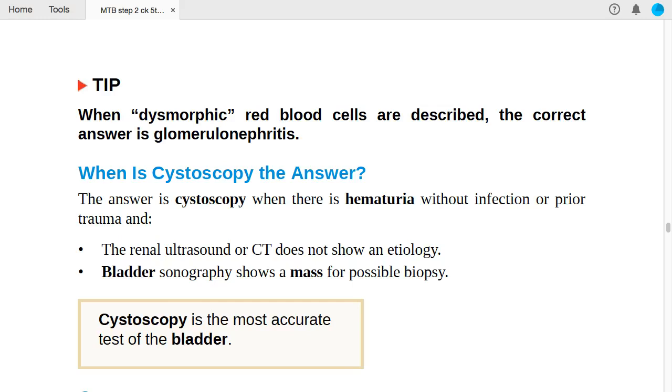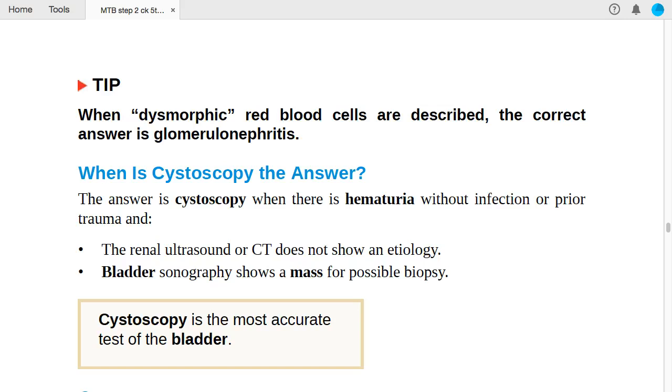The answer is cystoscopy when there is hematuria without infection or prior trauma. There is no history of trauma, there is no history of infection, and still your patient is having hematuria. You should be quite suspicious about it and go for cystoscopy. The renal ultrasound or CT does not show an etiology. Bladder sonography shows a mass for possible biopsy.